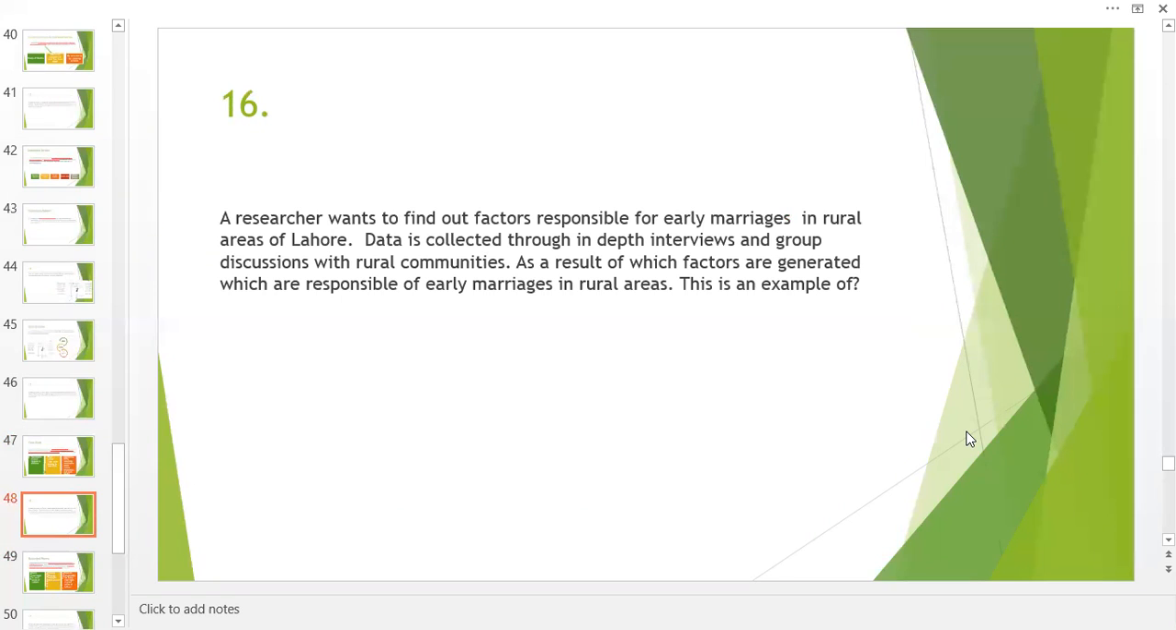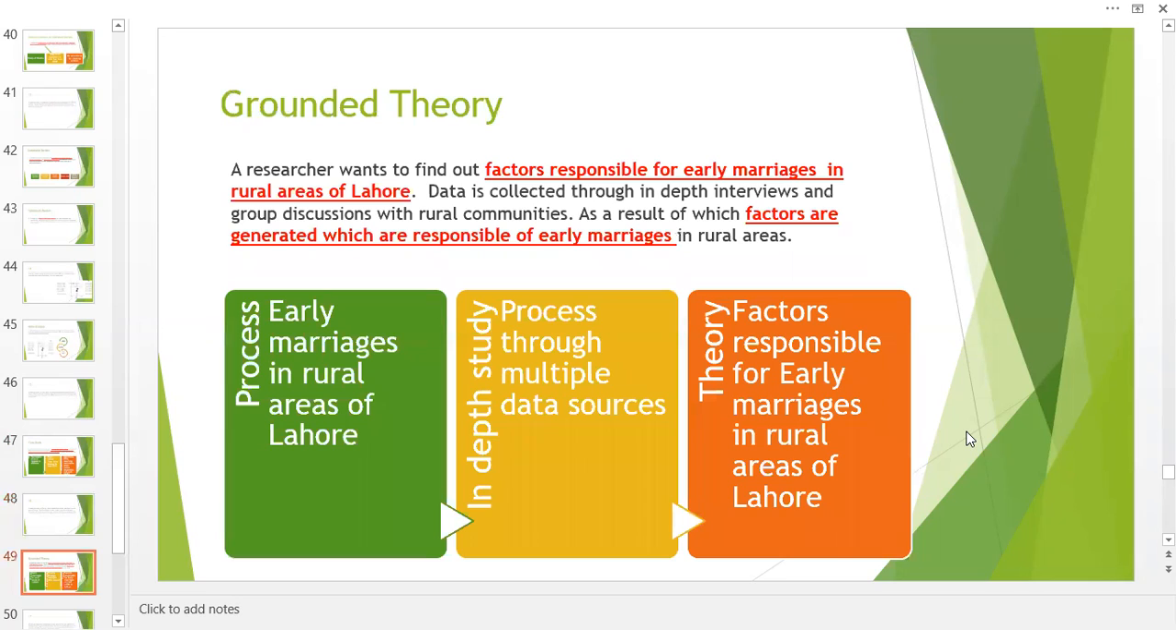Scenario number 16, a researcher wants to find out factors responsible for early marriages in rural areas of Lahore. Data is collected through in-depth interviews and group discussion with rural communities, as a result of which factors are generated which are responsible for early marriages in rural areas. Again, this is a qualitative study design, grounded theory. In this, we study the process, and multiple sources of data are collected, but this is different from case study, because for factors responsible for early marriages in rural areas of Lahore, a theory is generated as a result of the grounded theory.